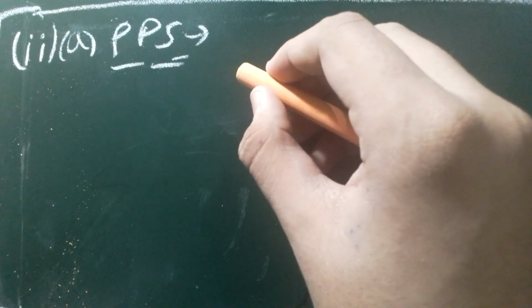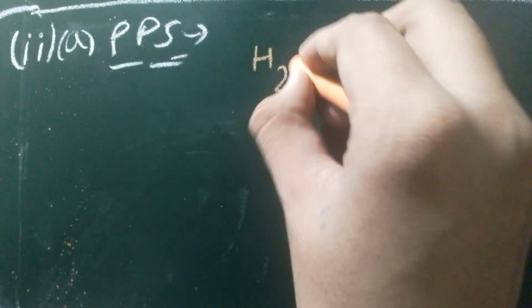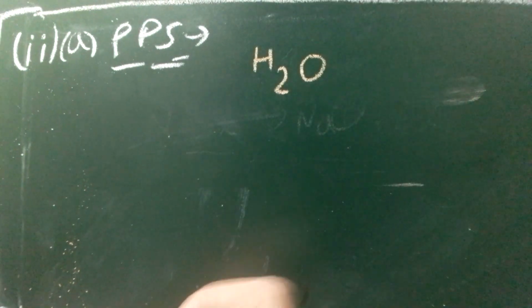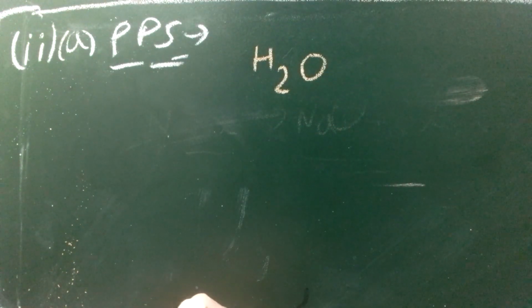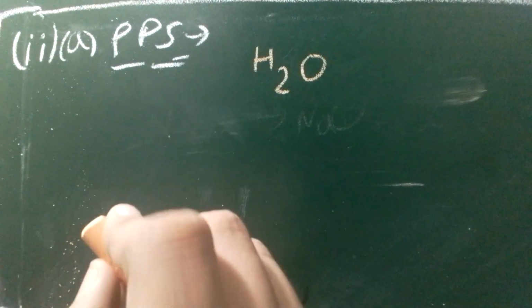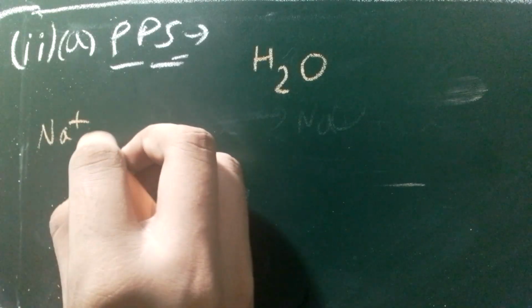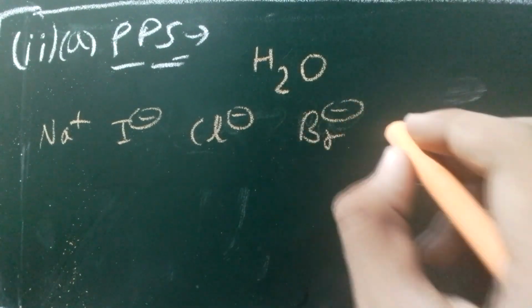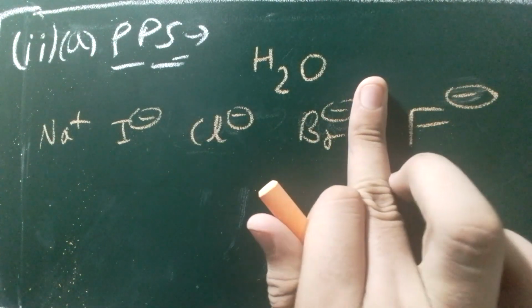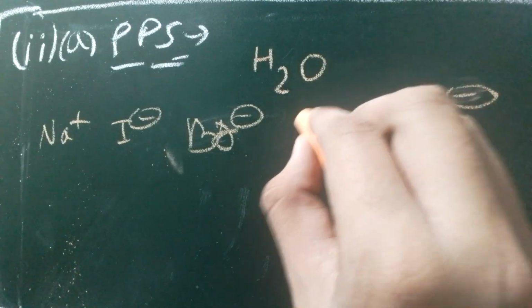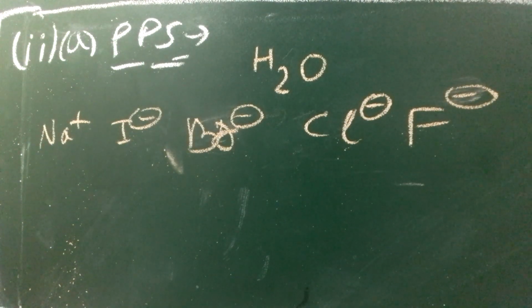Okay, so now let's understand what will happen. We have a polar protic solvent. The most common polar protic solvent is H2O. We know that H2O itself can do hydrogen bonding with other H2O molecules, but we are going to see the hydrogen bonding with other ions, like we have Na plus and I minus, Br minus, Cl minus and F minus.